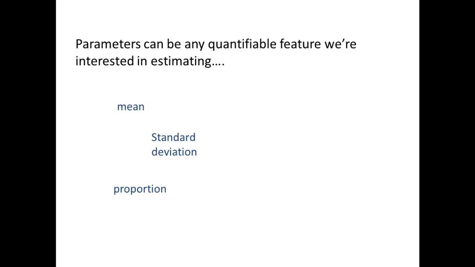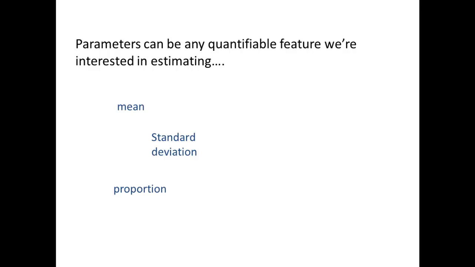Population parameters can be almost any quantifiable feature of the population we're interested in estimating. And this is really to say that they don't have to be connected to those sample statistics that we learnt about when describing distributions of variables, for example means, standard deviations, proportions, etc. We can estimate any parameter we wish as long as the sample enables us to calculate a statistic that can be used as a point estimate of that parameter.